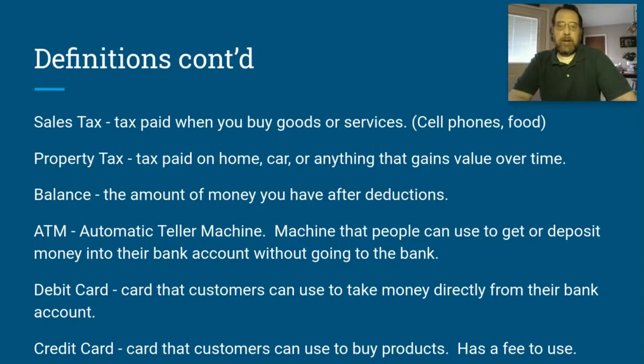Then you have credit cards. Credit cards are cards that customers can use to buy products. This card has a fee, and it's called an interest rate. Now let's see how to compute taxes and budgets.